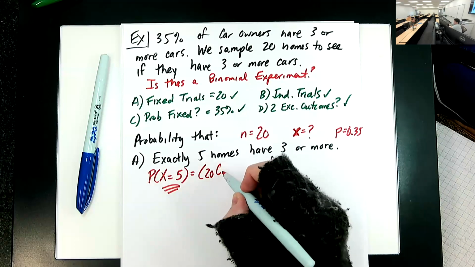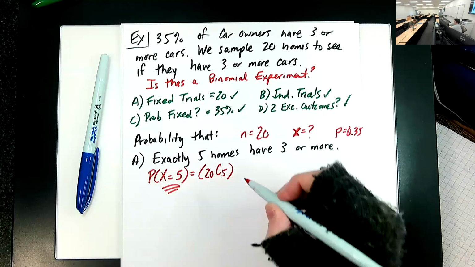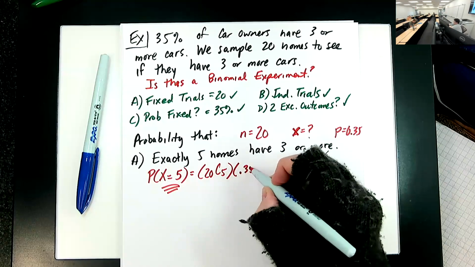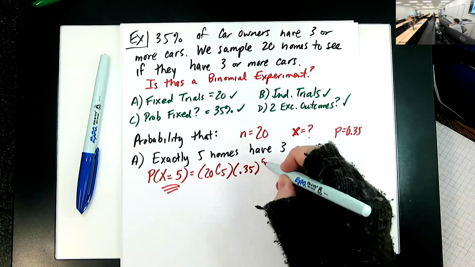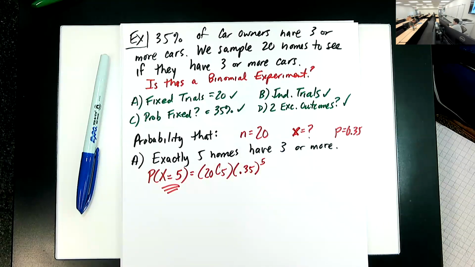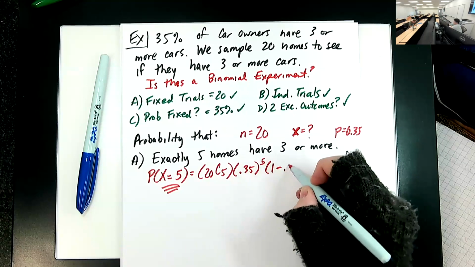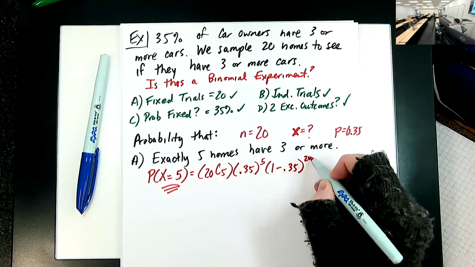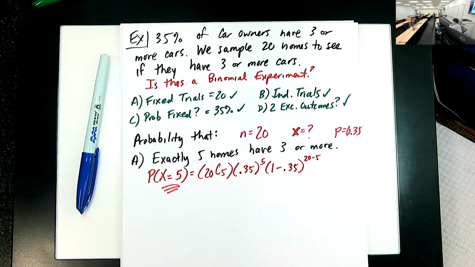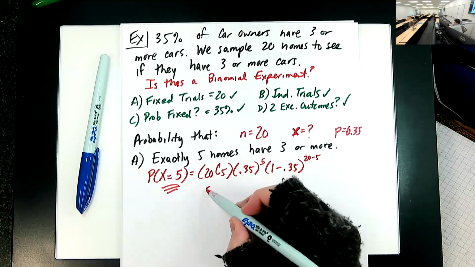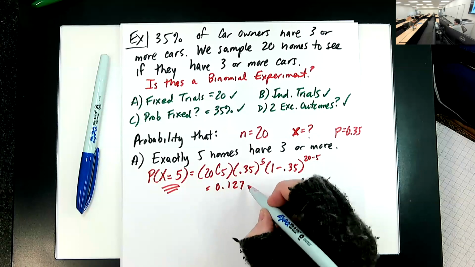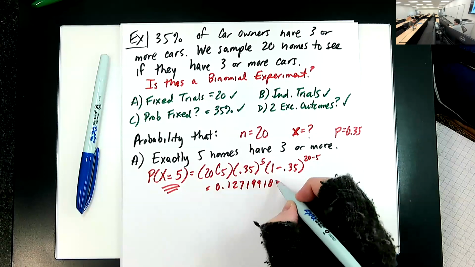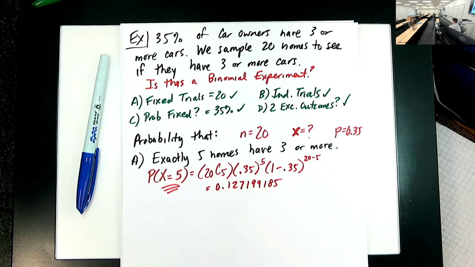So if we do this in the formula, we've got 20 choose 5 times 0.35 raised to the X power, which is 5, and then we have 1 minus 0.35 raised to the 20 minus 5 power. You can slowly work this out by hand, and you're going to get 0.127199185. We're going to do it in StatCrunch.